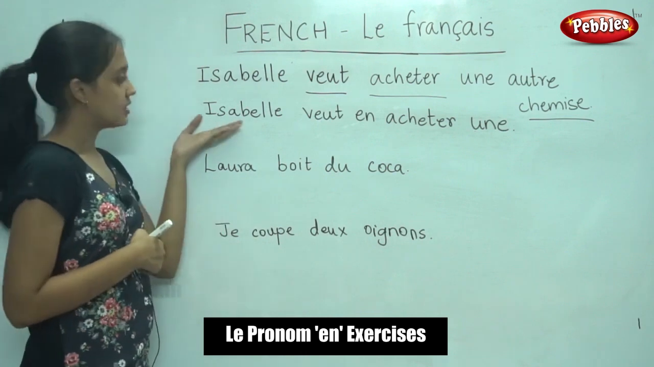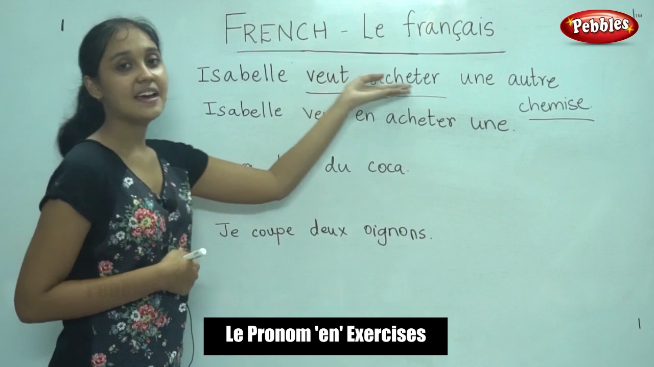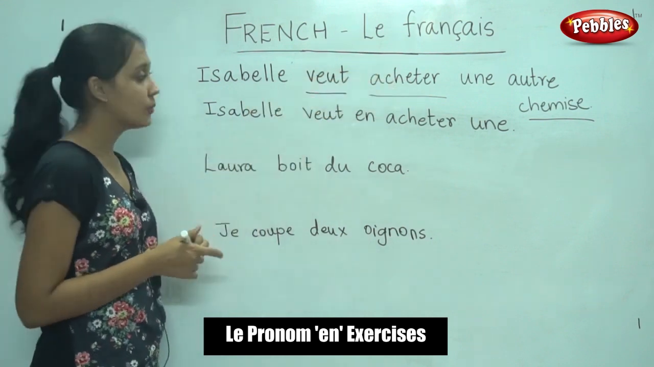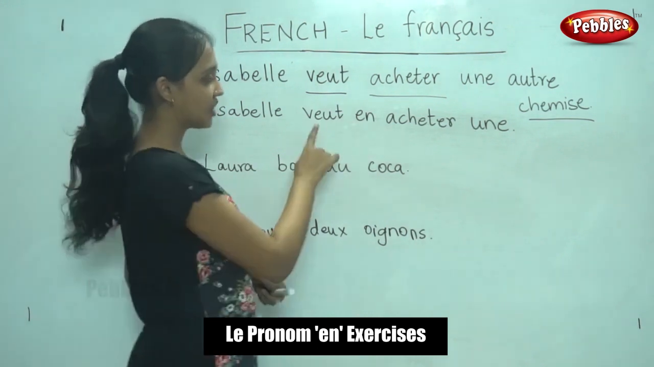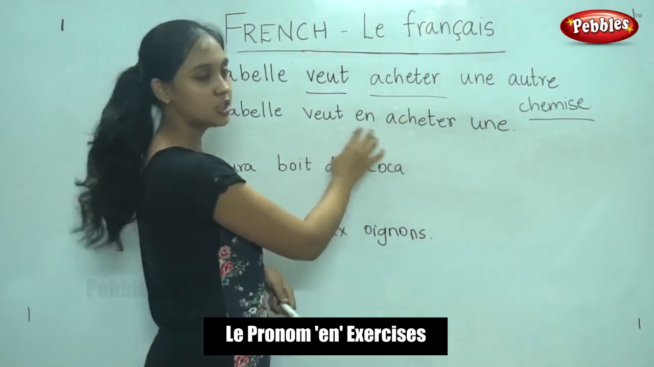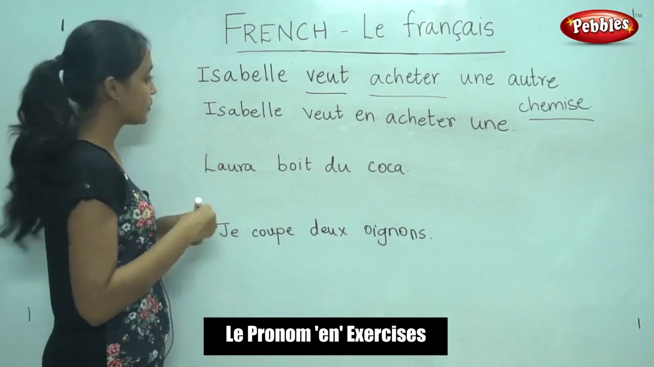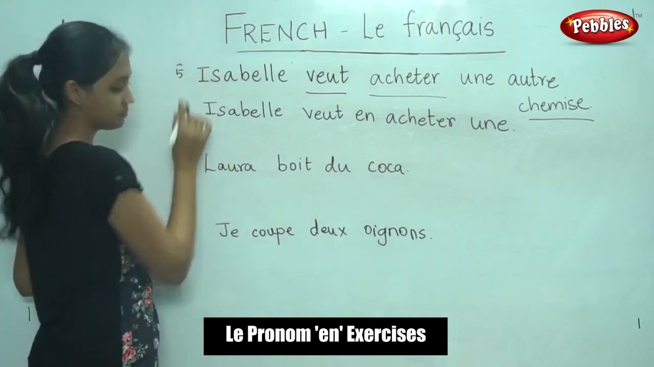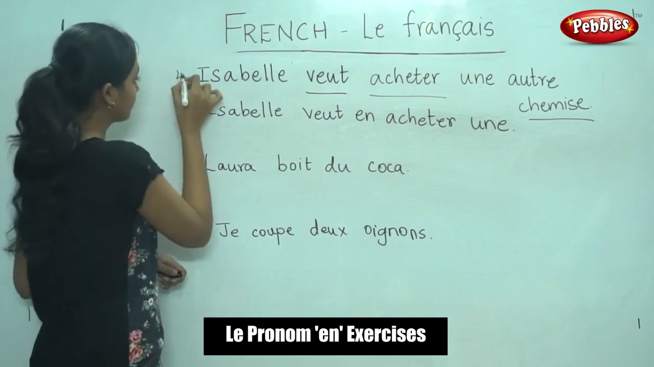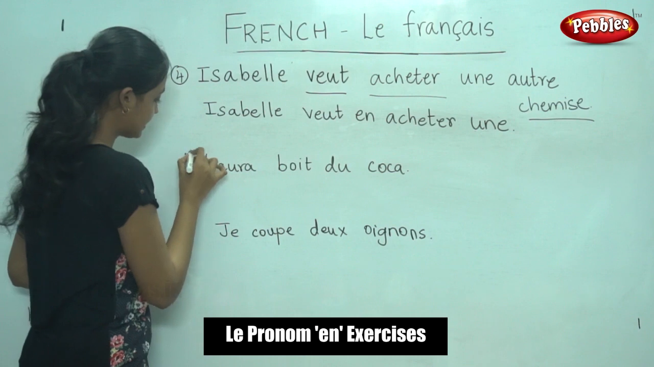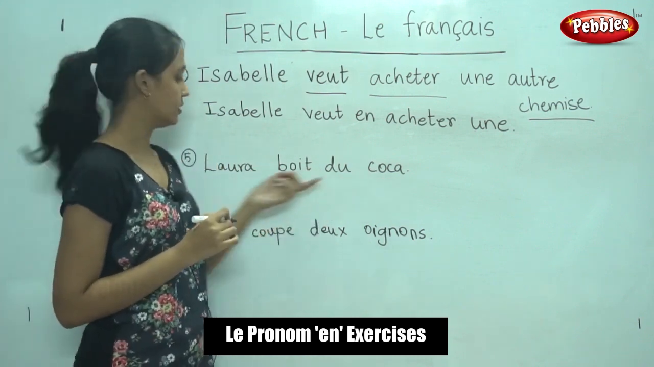So the slight change in this sentence is that since there are 2 verbs, we might be wondering where to insert en. So we write it in between the 2 verbs. Shall we move on to the next sentence? So this would be sentence number 4. The 5th sentence, Laura boit du coca.